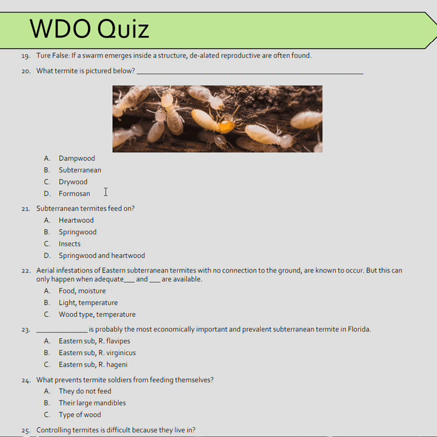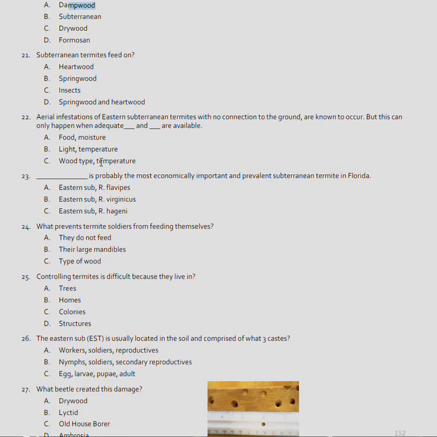True or false? If a swarm emerges inside a structure, dealated reproductives are often found. The answer to that is true. What termite is pictured below? The answer, drywood. Subterranean termites feed on. The answer, springwood.